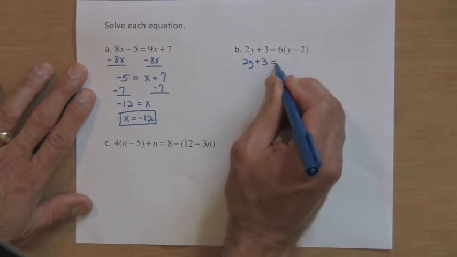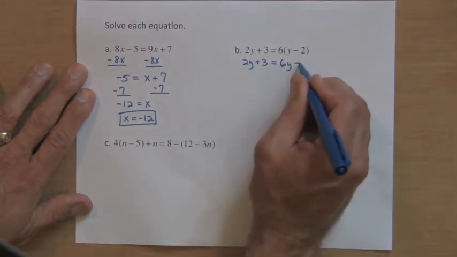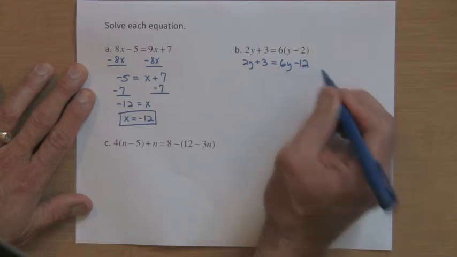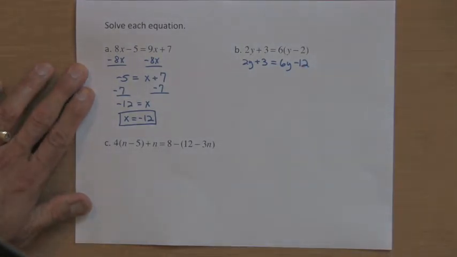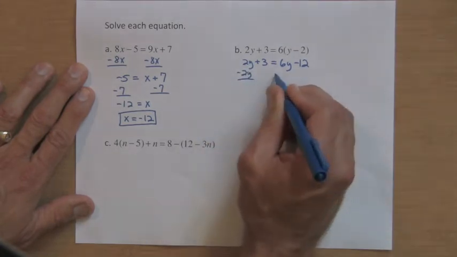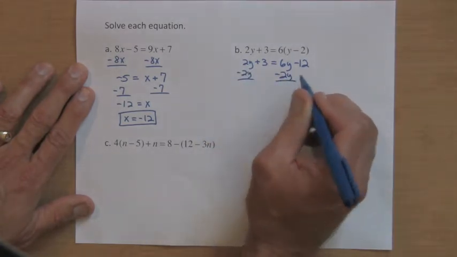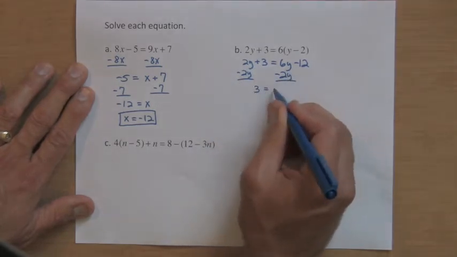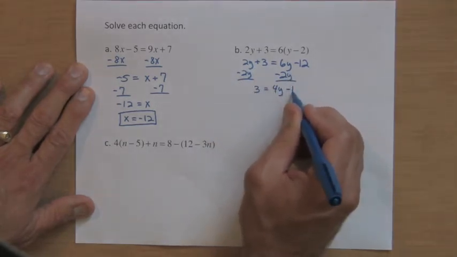Second equation has parentheses, so rewrite it without parentheses. This is 2y plus 3. 6 times y is 6y minus 6 times, or 6 times the minus 2 is minus 12. And now get all the y's on one side. I'm going to subtract 2y to both sides to keep a positive number in front of that y. So this makes 0 plus 3 gives me 3. 6y minus 2y is 4y minus 12.